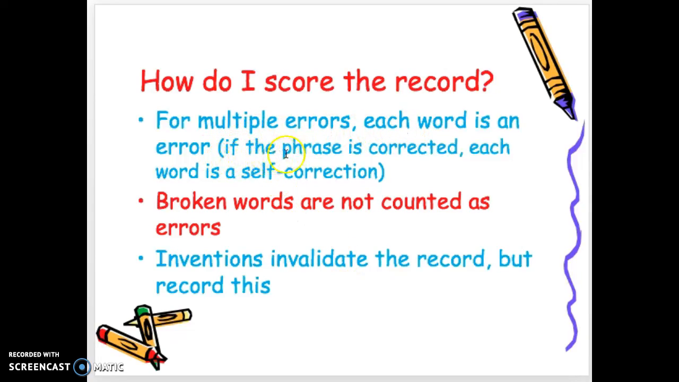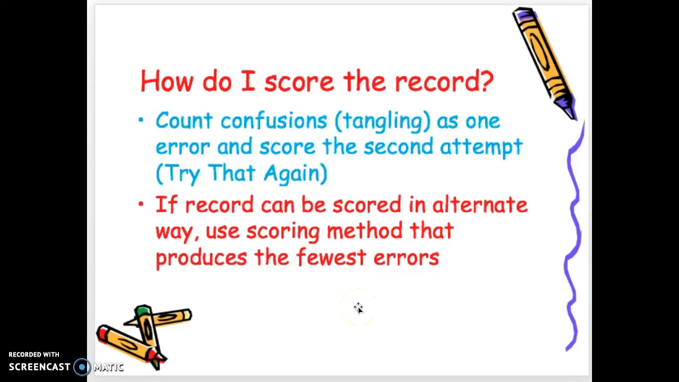Multiple errors, each word is an error. If the phrase is corrected, each word is a self-correction. Broken words are not counted as errors. And inventions invalidate the record, but record this. So if they're inventing words, it's counted as an error. Count confusions as one error. So the slide that we looked at would be a confusion, and score the second attempt. So try that again, you could say.